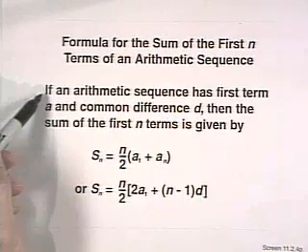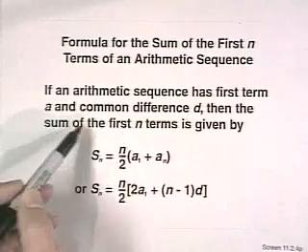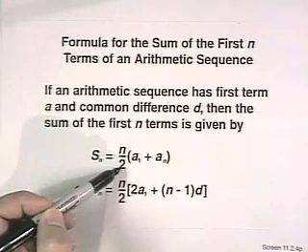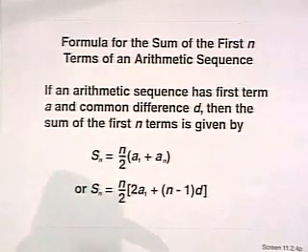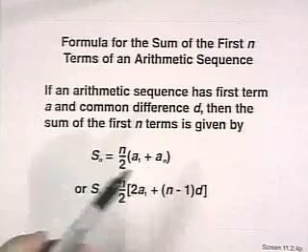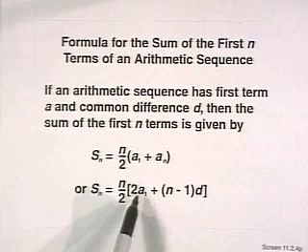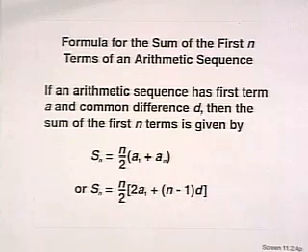If an arithmetic sequence has first term a1 and a common difference of d, then the sum of the first n terms is S sub n equals n over 2 times the quantity a1 plus a sub n. We could also replace a sub n algebraically and combine to get another form of the formula: S sub n equals n over 2 times the quantity 2 a sub 1 plus n minus 1 times d. Let's show how this formula is applied to a special problem.